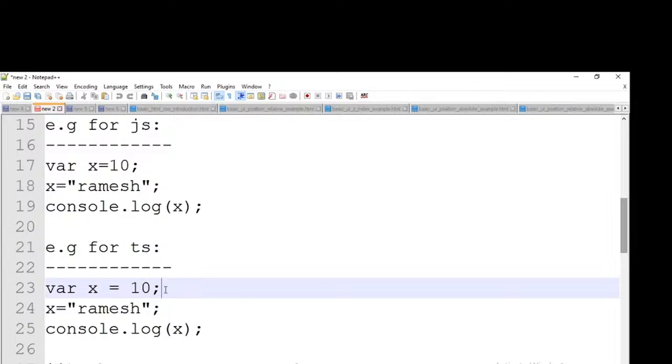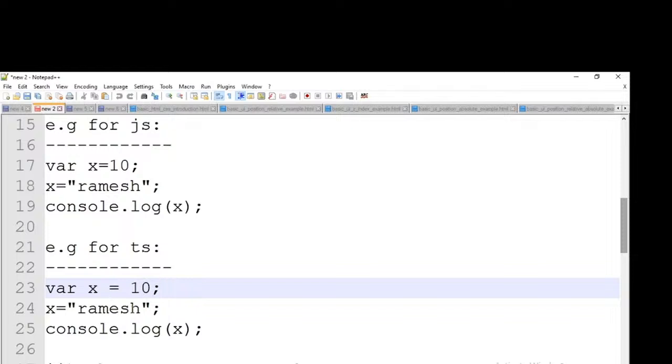So depending upon the first value, it will automatically assign the data type. That is the advantage of TypeScript. If you assign the data type, it's okay. If you don't assign, it depends upon the first value, and it will assign the data type. So what is the first value here? 10. 10 means number. So automatically x becomes the number data type. Then every time you want to modify the value, it should be a number only.